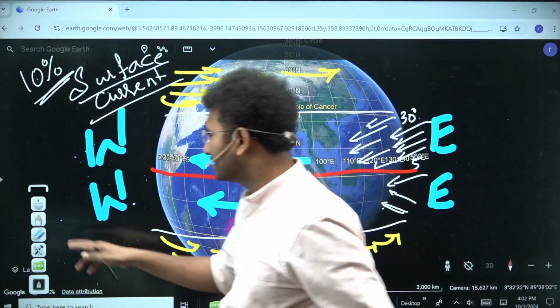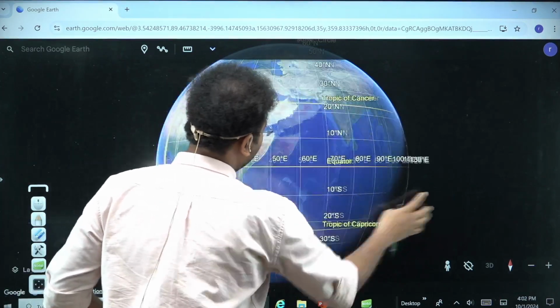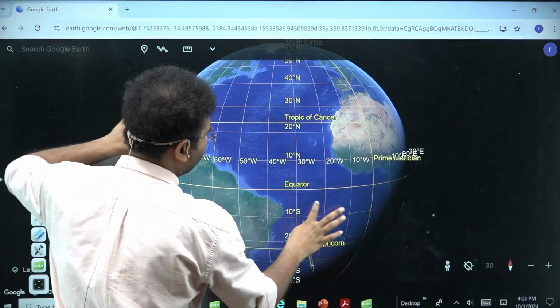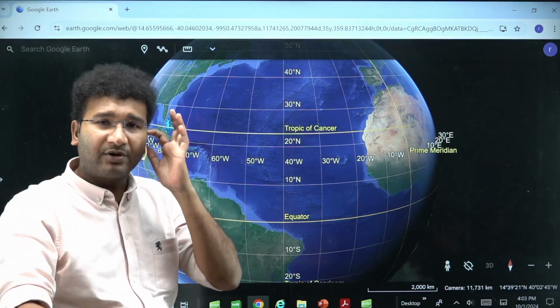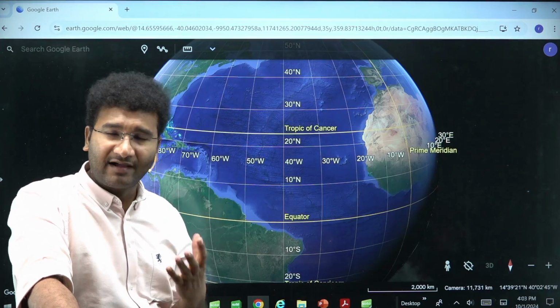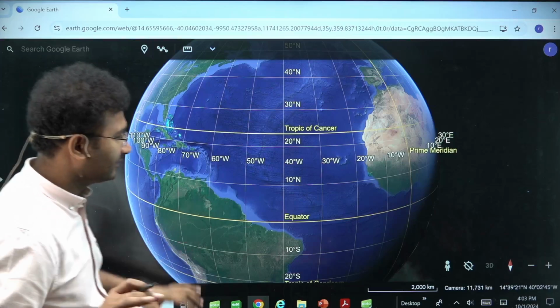Now come to understand this particular entity. Let me take you to the Atlantic Ocean and let's try to study the Atlantic Ocean in a little more detail. See, there is a concept of upwelling and there is also a concept of downwelling. I have to tell you this. For this, please try to understand this particular concept.